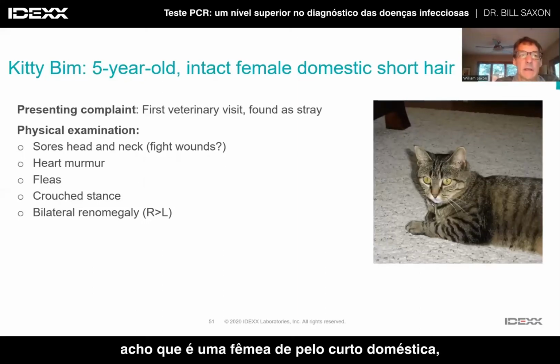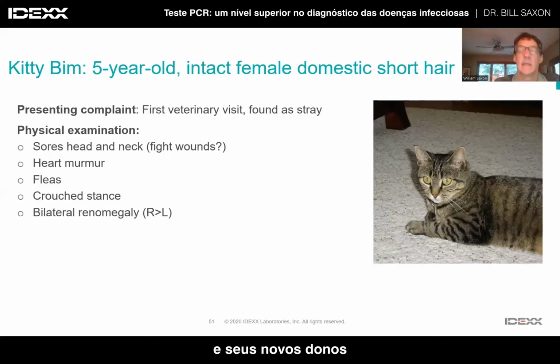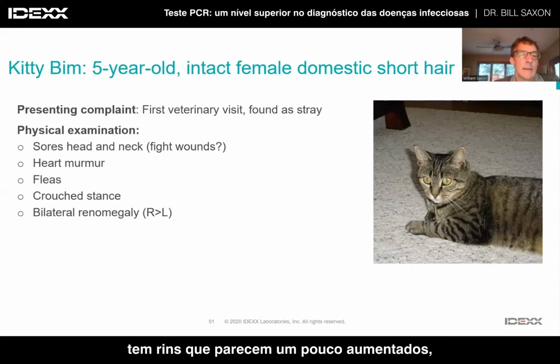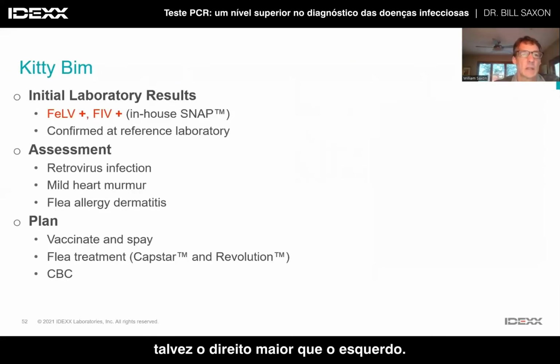Okay, so let's look at our last case. This is a 5-year-old intact female domestic shorthair who was just found as a stray, and her new owners bring her into the vet clinic. And on physical exam, she's got some sores around her head and neck. Perhaps she's been in fights. She's got a murmur, covered with fleas, acting a little painful with a crouched stance. She has kidneys that seem a little bit enlarged, maybe the right larger than the left.